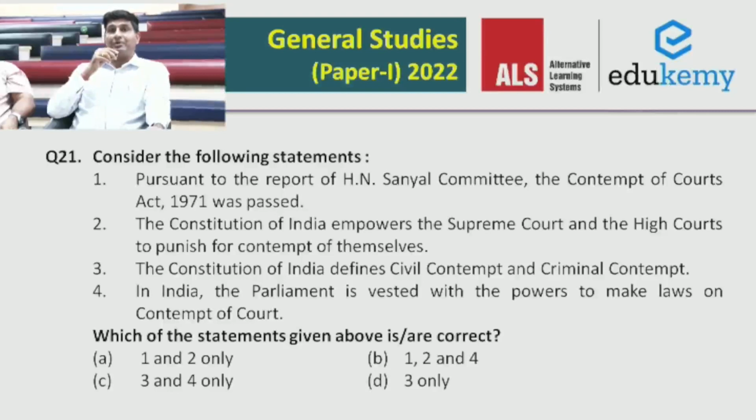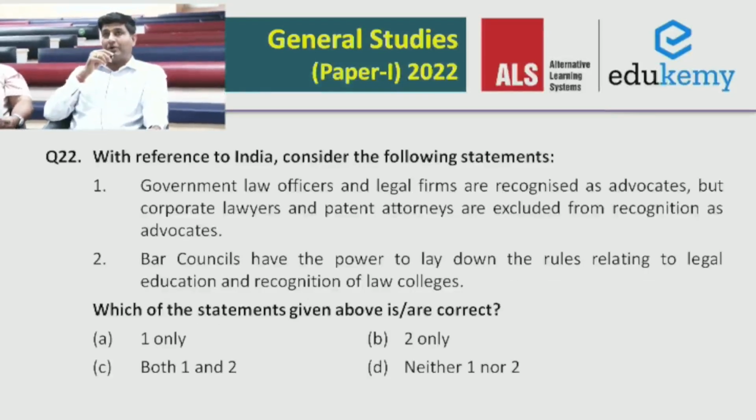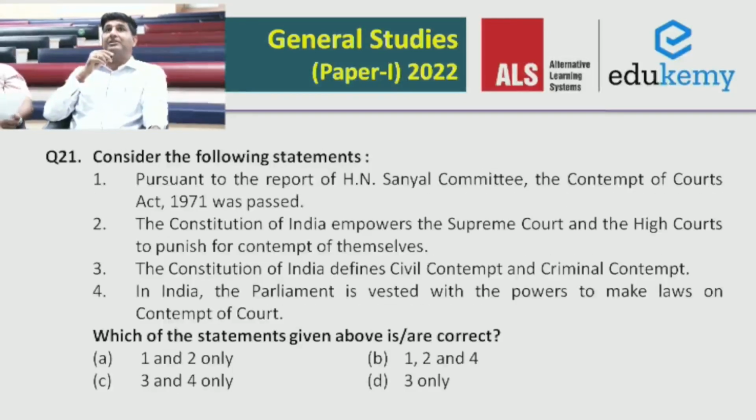So question number 21 is related to polity, constitution, governance. In this question, four statements are given and you have to judge the correctness of these statements. The first statement is a factual one and it's correct: it was the H.N. Sanyal committee report on which the Contempt of Court Act 1971 was passed.